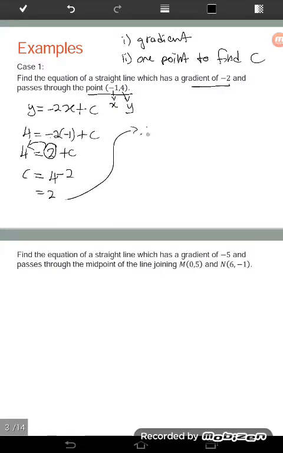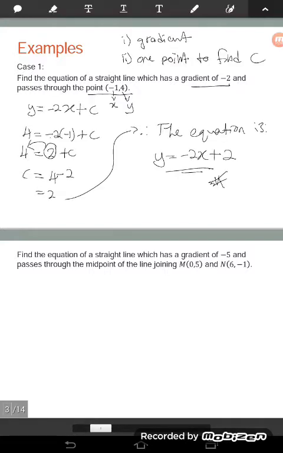Okay, so therefore the equation of the straight line, okay, so the equation is y equal to -2x, c is 2. So plus 2.